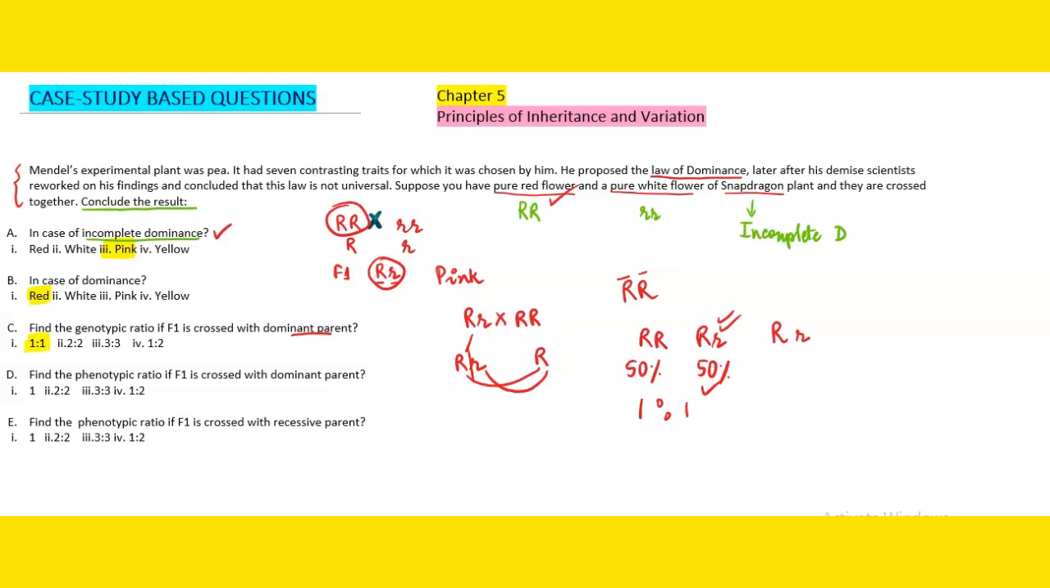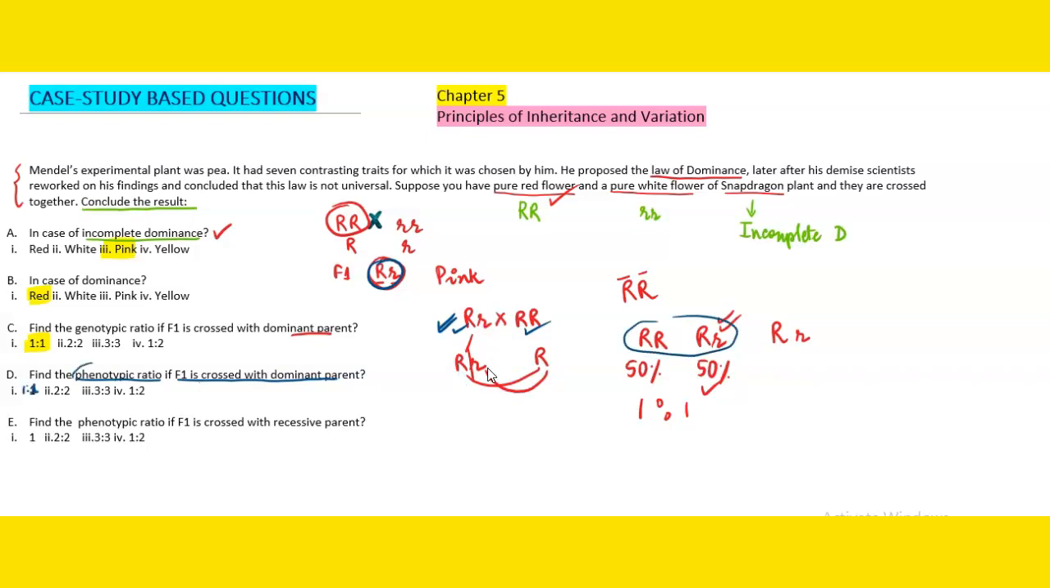Now let's move on to option D, which says to find out the phenotypic ratio if F1 is crossed with the dominant parent. Here in this question, we have to find out the phenotypic ratio. For the phenotypic ratio, we need not make the cross again, because this will be the same case. They have said F1 is crossed with dominant. So this was our F1, this is our dominant parent, and these were the 2 genotypes which we attained.